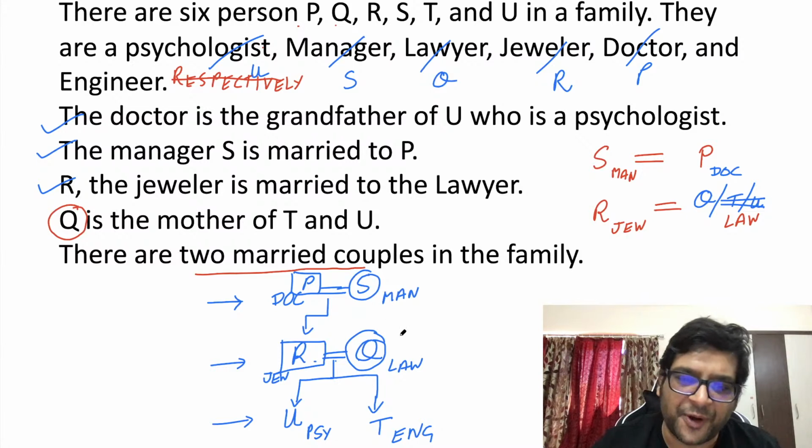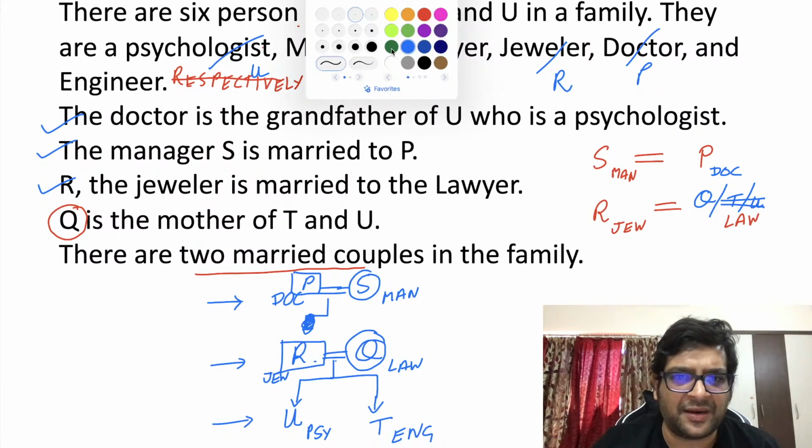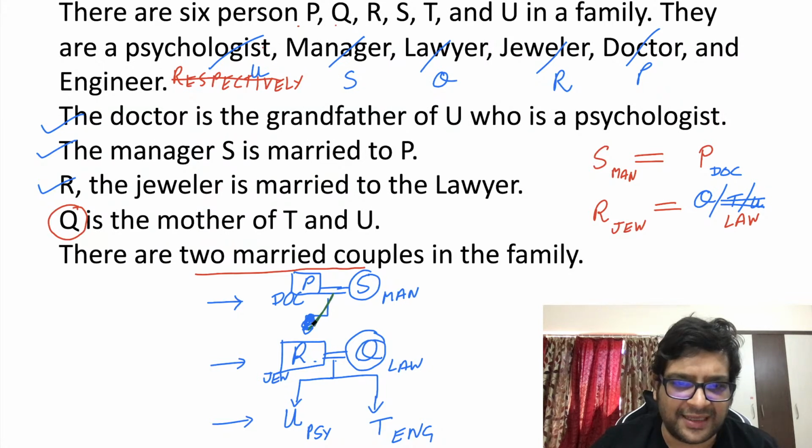I know professions for all of them. I know generations for all of them. What I do not know is who is the child. Is it R or Q? Is that mentioned somewhere? No, that is not mentioned. So it is possible that the child is R. It is also possible that the child is Q.